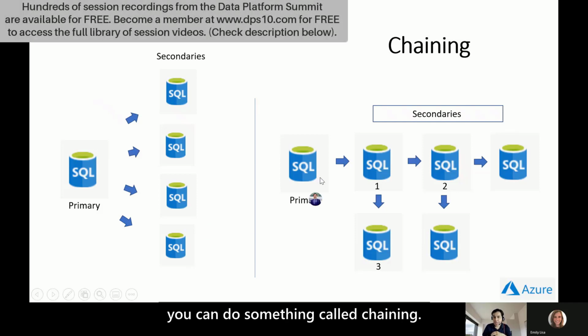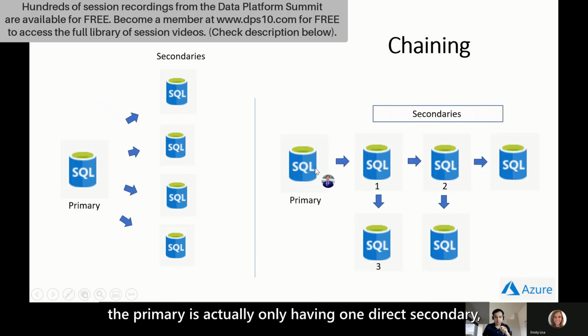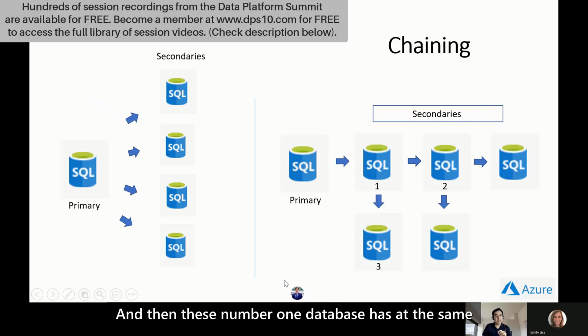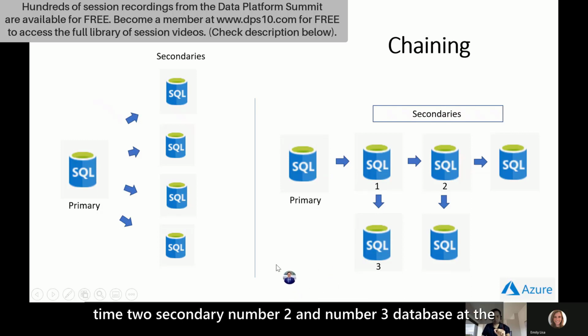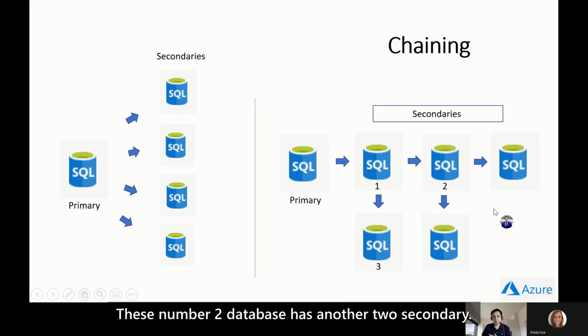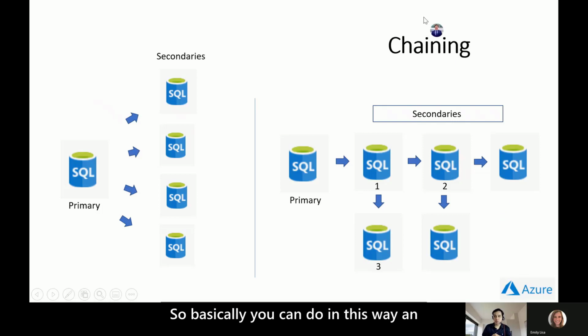Then you can do something called chaining. So in the case of chaining, for example, as you can see, you have the primary here, and the primary is actually only having one direct secondary, the number 1 database here. And then this number 1 database has at the same time 2 secondaries, number 2 and number 3 database. And at the same time, this number 2 database has another 2 secondaries. So basically, you can do in this way like an endless chain of secondaries. You have unlimited scale of database replication, an endless number of databases.